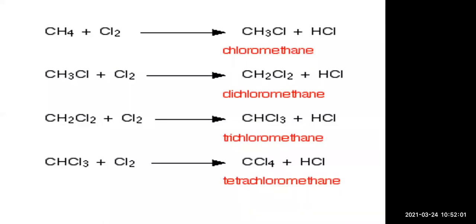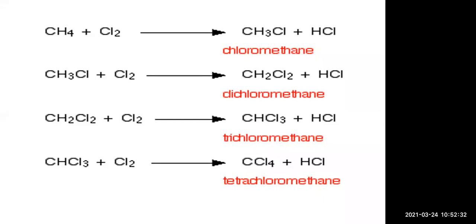And then what will we get? We will get chloromethane, that means CH3Cl. Then again, if that chloromethane reacts with chlorine, one of the hydrogens from the CH3Cl will be removed and one of the chlorines from the Cl2 will be removed, and then afterwards what will happen? HCl and CH2Cl2 will form, that is dichloromethane, as two chlorines are present.